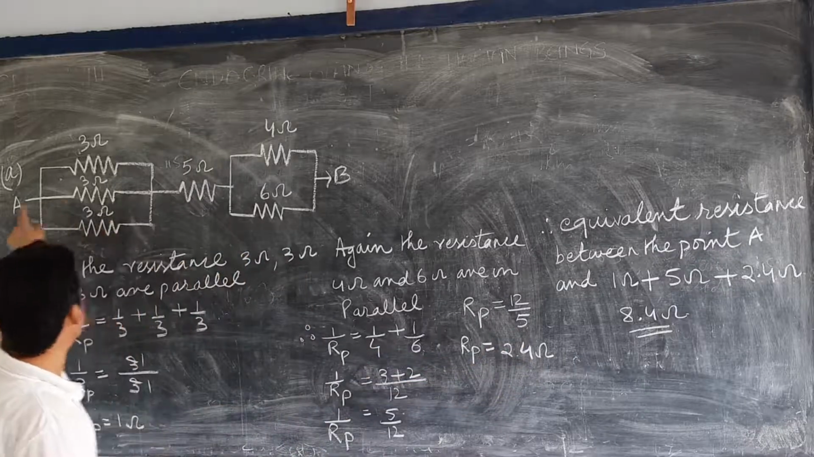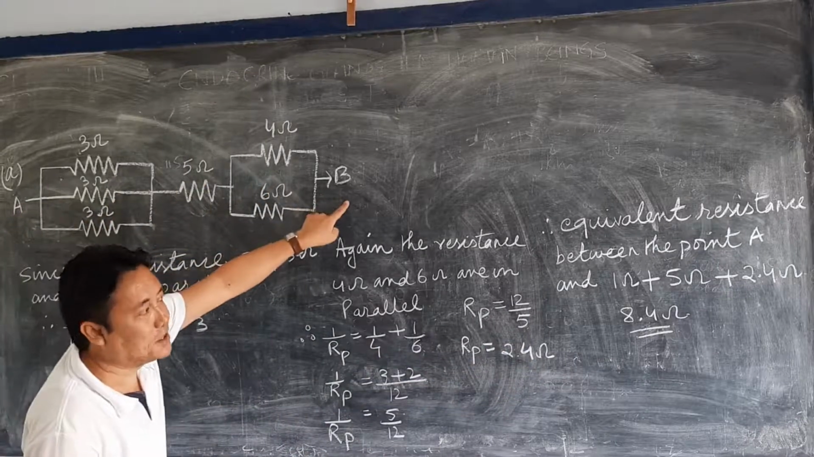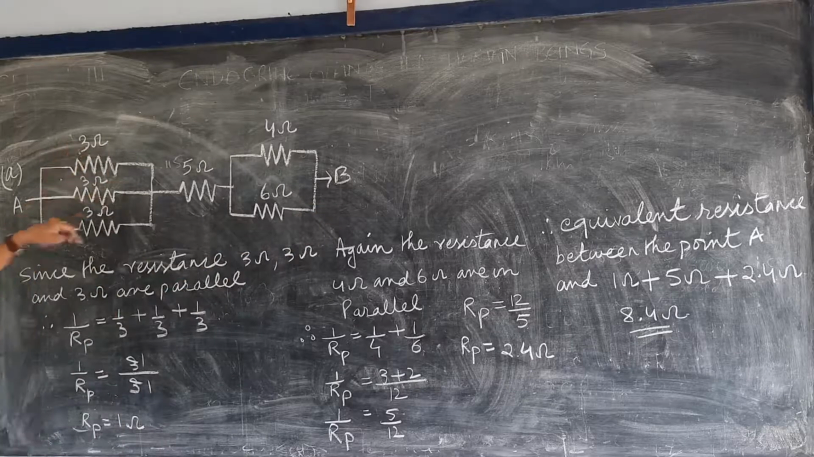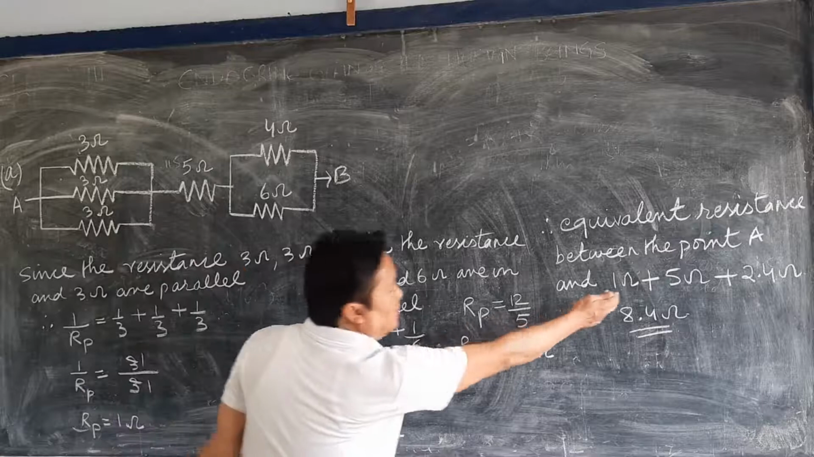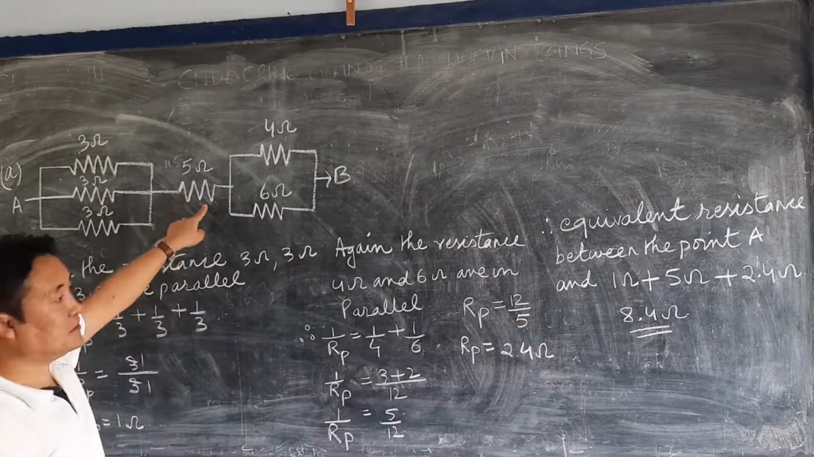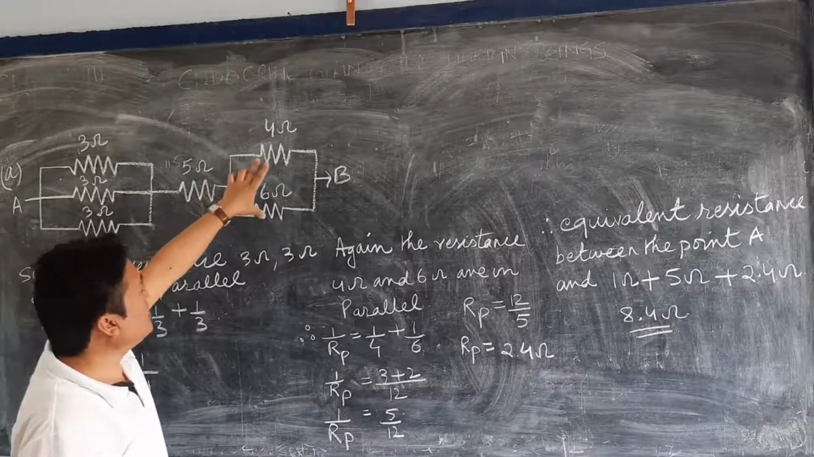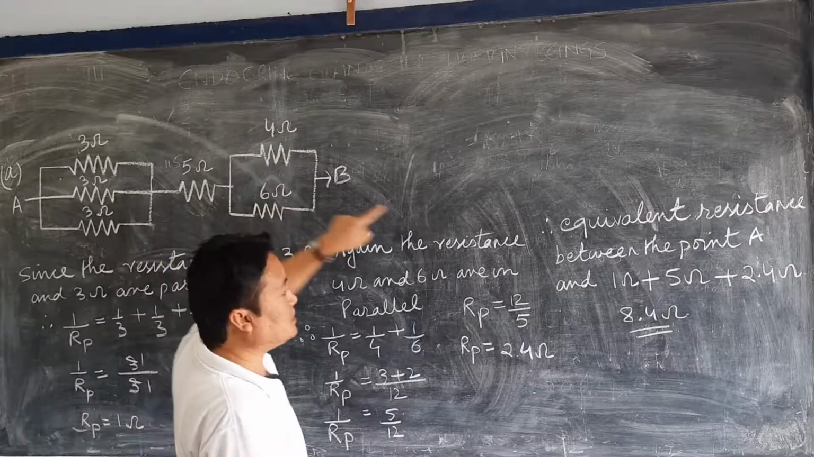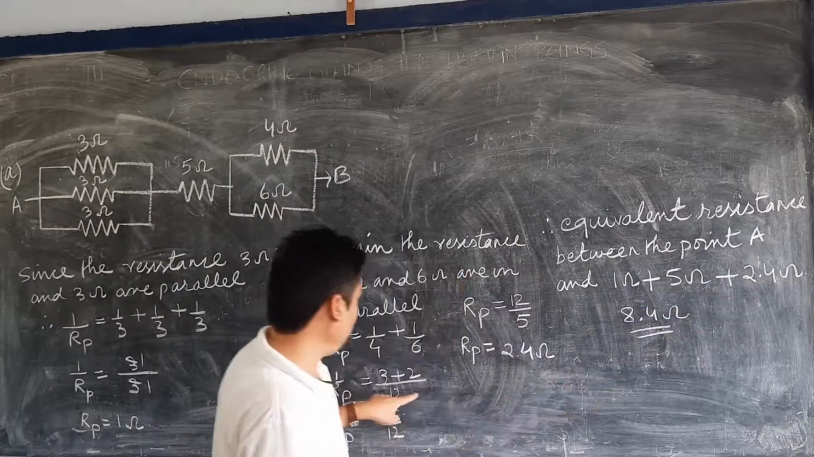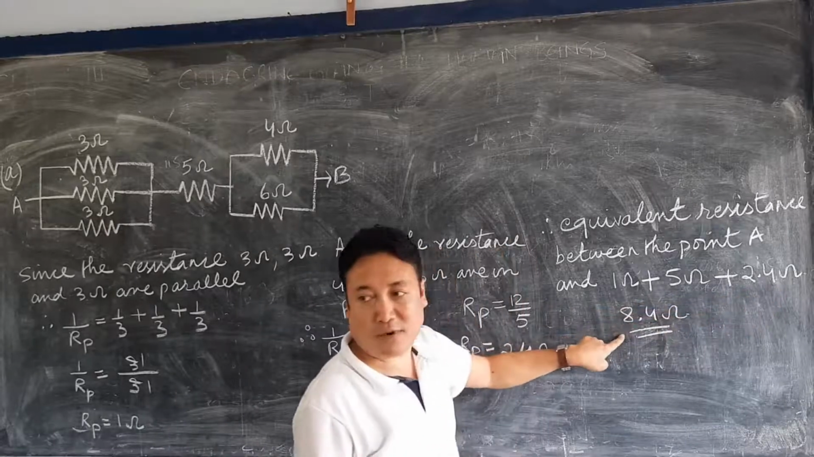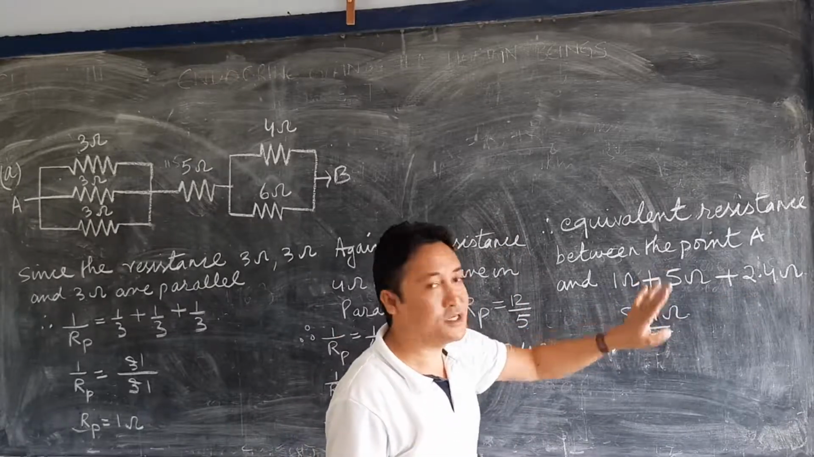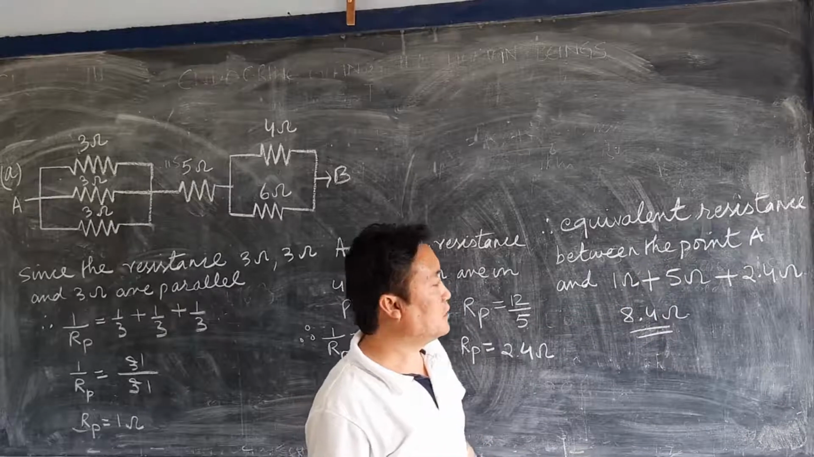Now you have to find the equivalent resistance between the points A and B. The equivalent resistance of the first circuit is 1 ohm, so you write 1 ohm here. Then plus 5 ohm, and the equivalent resistance of 4 ohm and 6 ohm is 2.4 ohm, which we have already calculated. By adding all these resistances, you get the equivalent resistance. Therefore, the equivalent resistance will be 8.4 ohm.